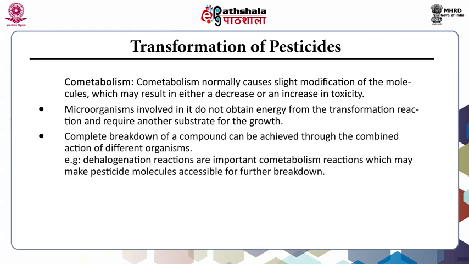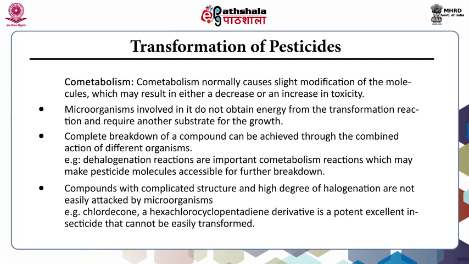Complete breakdown of a compound can be achieved through the combined action of different organisms. For example, dehalogenation reactions are important co-metabolism reactions which may make pesticide molecules accessible for further breakdown. Compounds with complicated structure and a high degree of halogenation are not easily attacked by microorganisms. For example, chlordecone, a hexachlorocyclopentadiene derivative, is a potent, excellent insecticide that cannot be easily transformed.